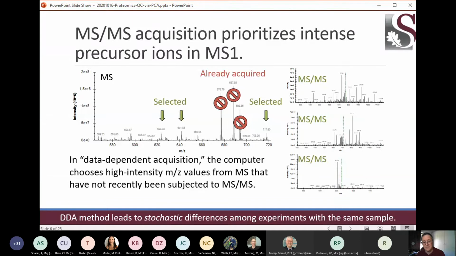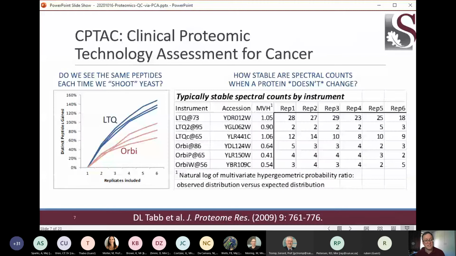This creates kind of a stochastic difference among experiments. This time when you run this experiment, the, let us say, 606 ion down here is big enough to produce a tandem mass spectrum. But the next time, it doesn't show its head dominantly enough to be selected for tandem mass spectrometry. So it may be that even though you're running the same sample, you will get different results. And here we're looking at an example of that.